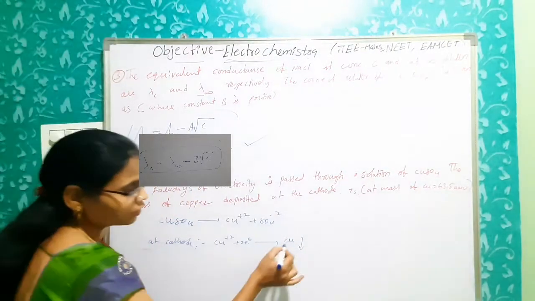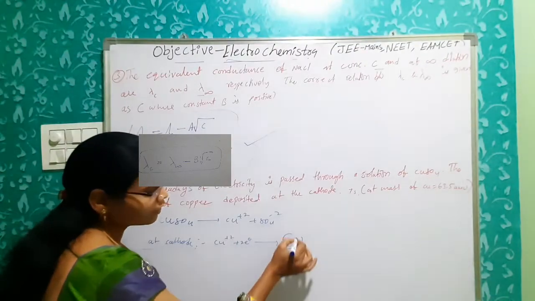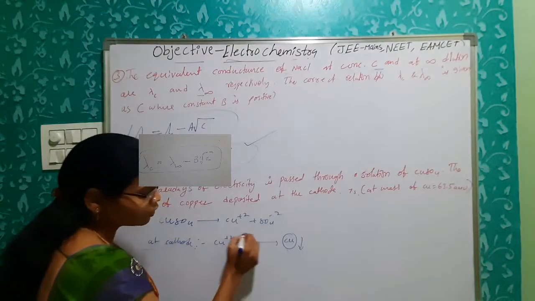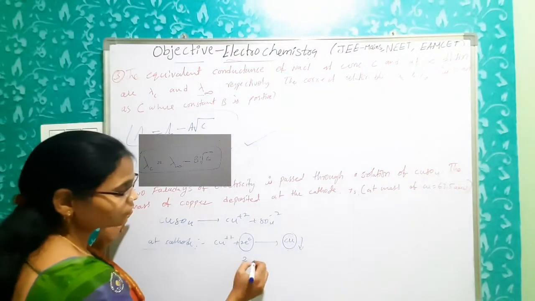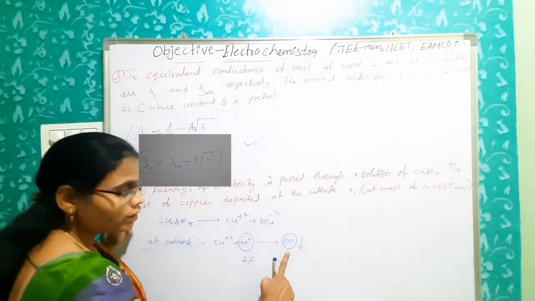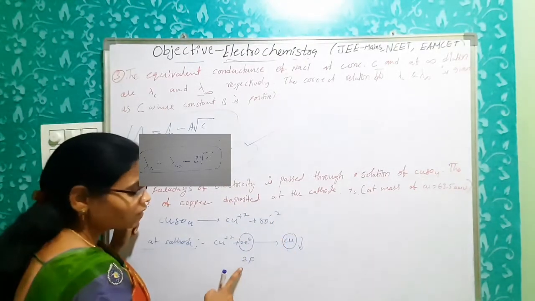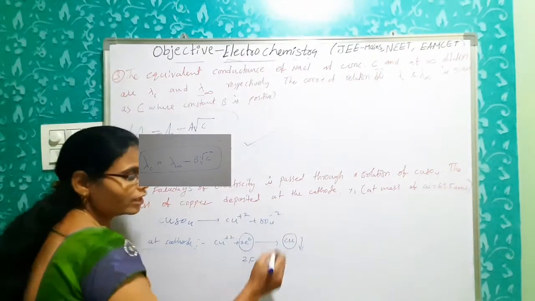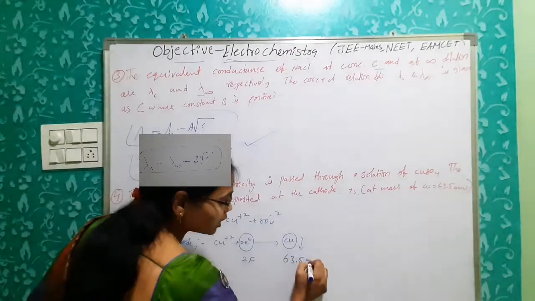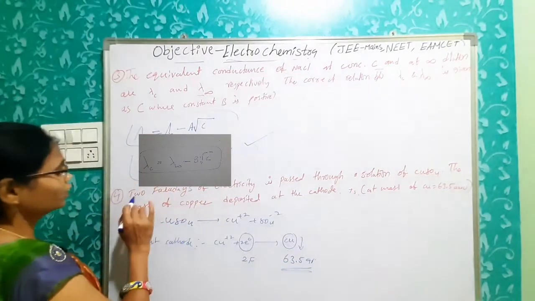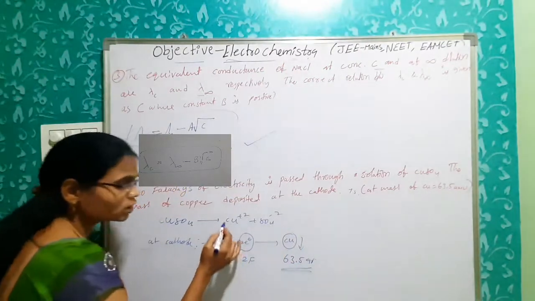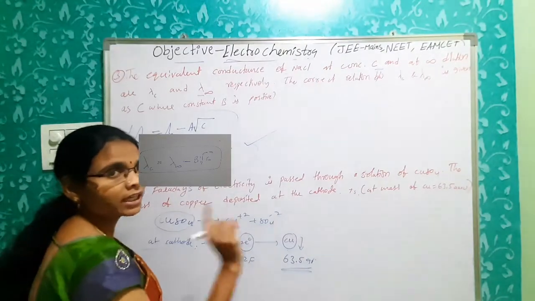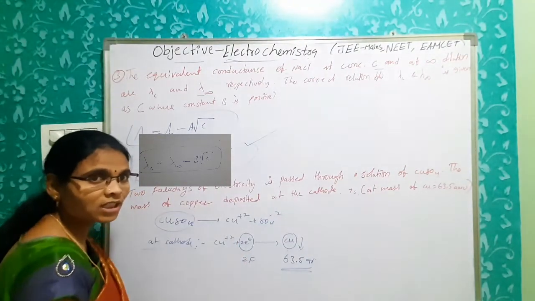Okay. So this is what? Only 1 mole of copper deposited. To deposit 1 mole of copper, 2 moles of electrons are needed, nothing but 2 Faradays. So 1 mole of copper, how much does it weigh? 63.5 grams only. Okay. So when 2 Faradays of electricity are passed through CuSO4 solution, 63.5 grams of copper is deposited at the cathode. Clear? That is the answer.